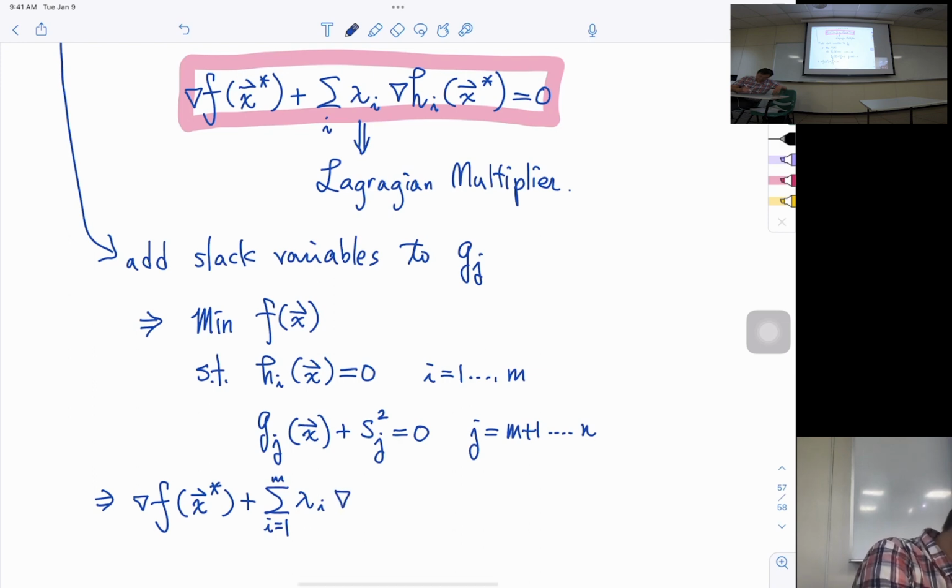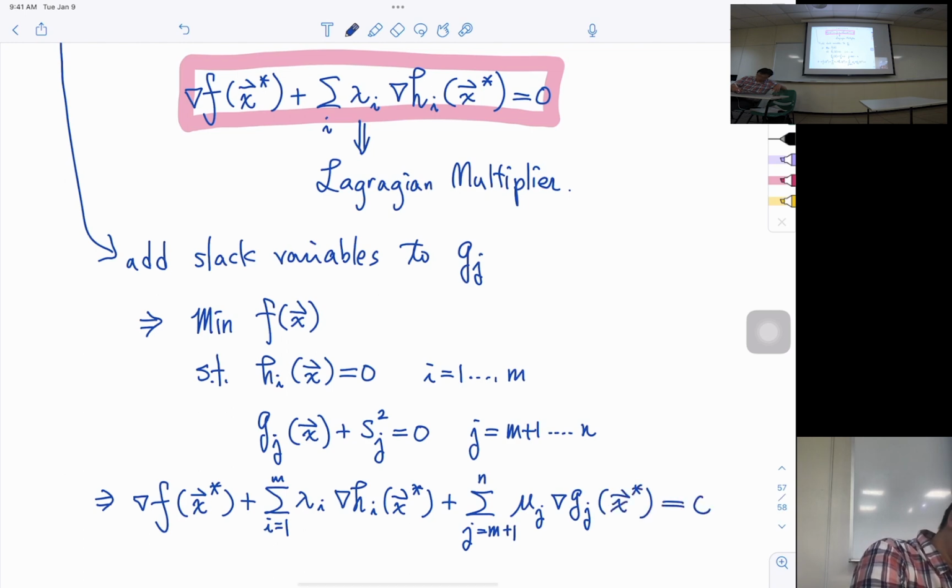and we would have gradient h of i, and then we could have a bunch of... let me see. Should I use i or j? I think j is fine. j goes from n plus 1 to n. This time I'm using a different symbol, mu j, gradient of g j x star. This could be 0, right?